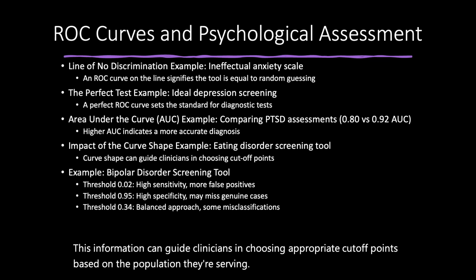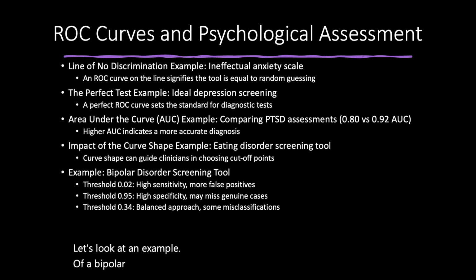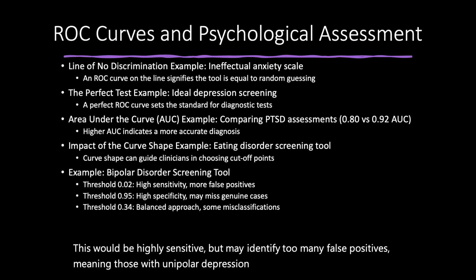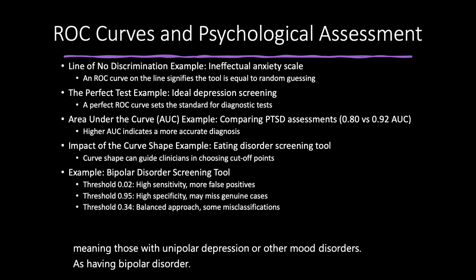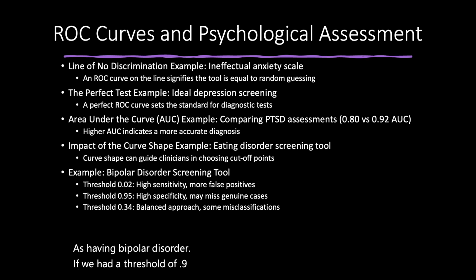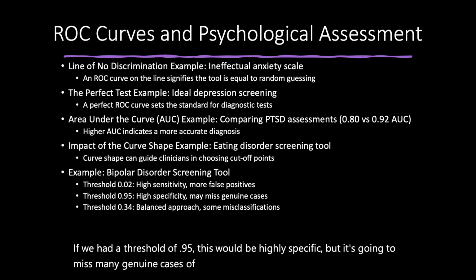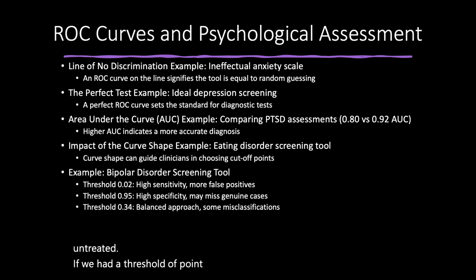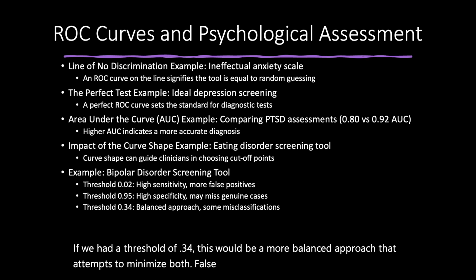Let's look at an example of a bipolar disorder screening tool. Let's say we had a threshold of 0.02. This would be highly sensitive, but may identify too many false positives, meaning those with unipolar depression or other mood disorders as having bipolar disorder. If we had a threshold of 0.95, this would be highly specific, but it's going to miss many genuine cases of bipolar disorder, potentially leaving them untreated. If we had a threshold of 0.34, this would be a more balanced approach that attempts to minimize both false negatives and false positives, but may still result in some misclassifications.